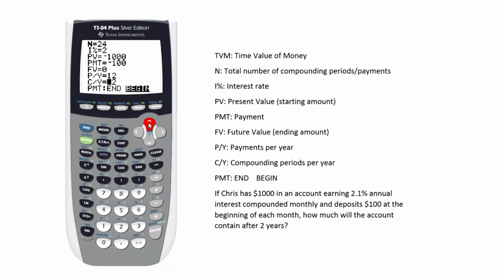So now we can go back up to our future value, press the alpha button and then the enter button, and we can see that at the end of 2 years, Chris will have $3,491 and about 42 cents. And we'll notice that that amount of money is positive because that's the amount of money that Chris would be able to withdraw from the bank after those 2 years.